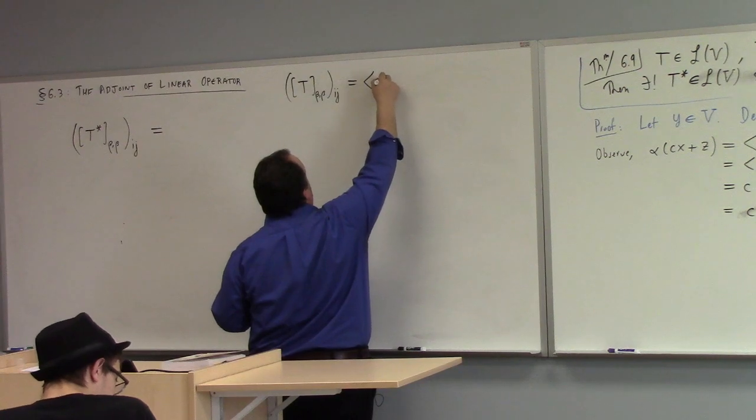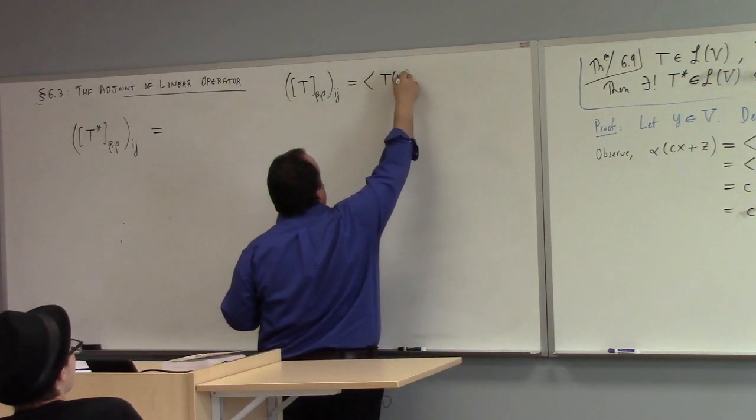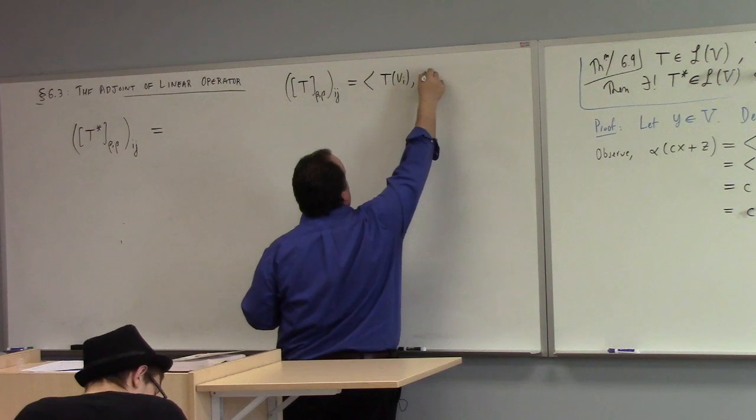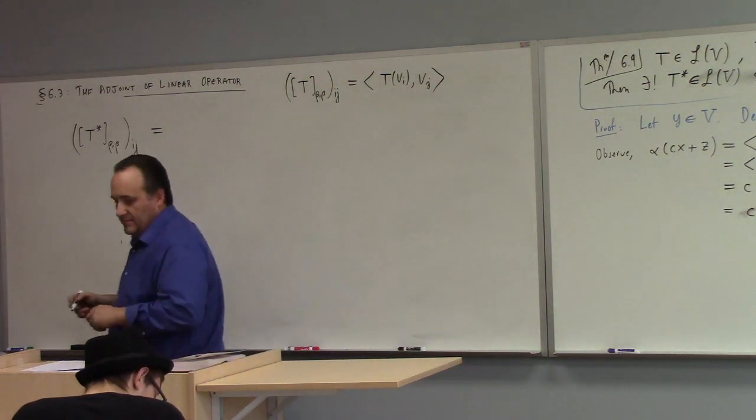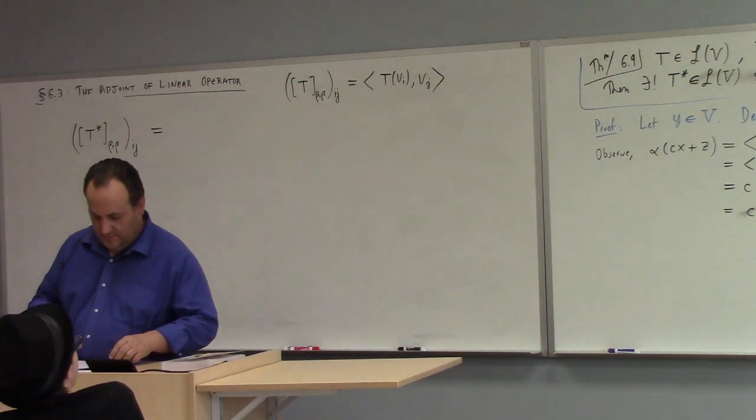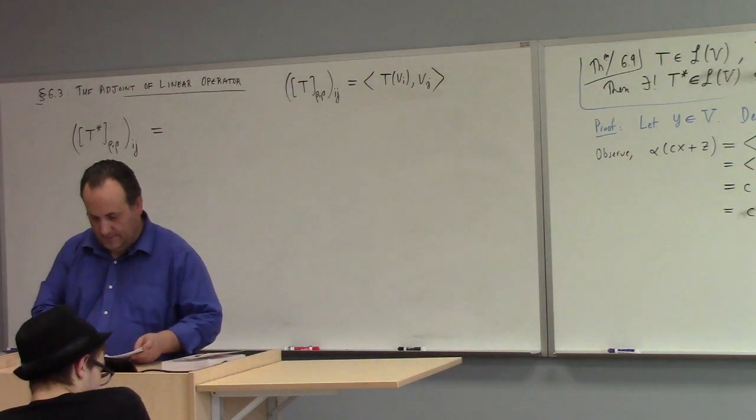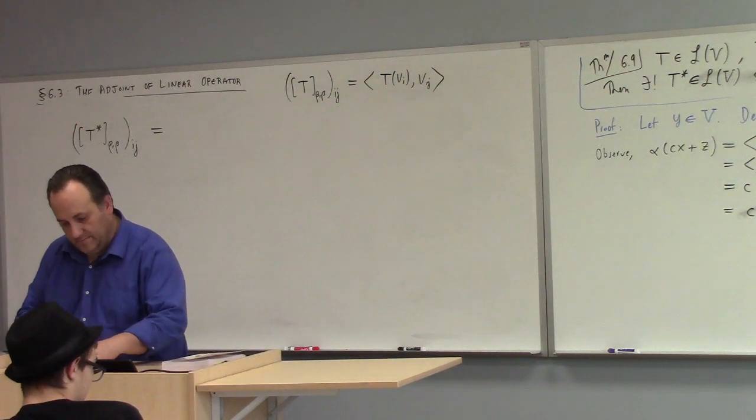We do what? We do T. Was it T of Vi with Vj? Was that it? I can't remember. Or is it the other way? Vj with Vi. Vj with Vi. What was that? That's section 1.